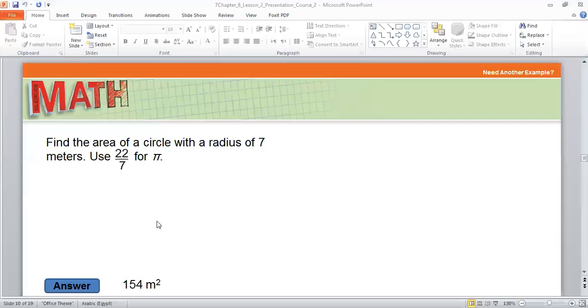You finished? Okay. The circumference is equal to 2 times pi times r, but here I need the area. So we'll make 22 over 7 times 7 over 2 times 7 over 2. It is equal to 154.